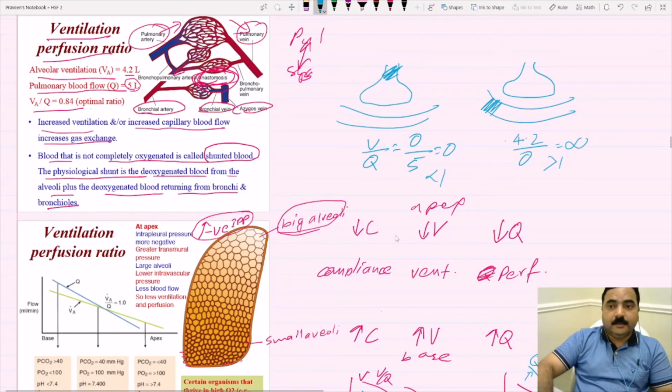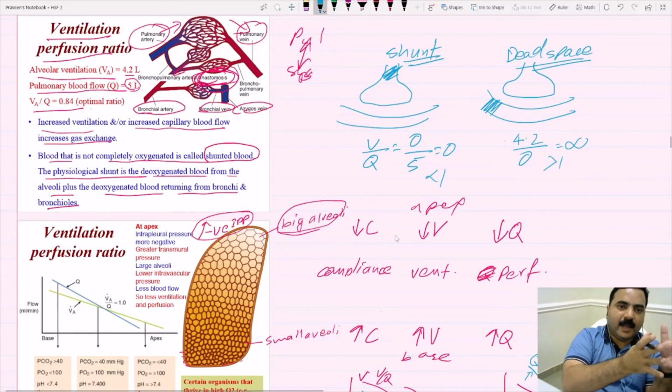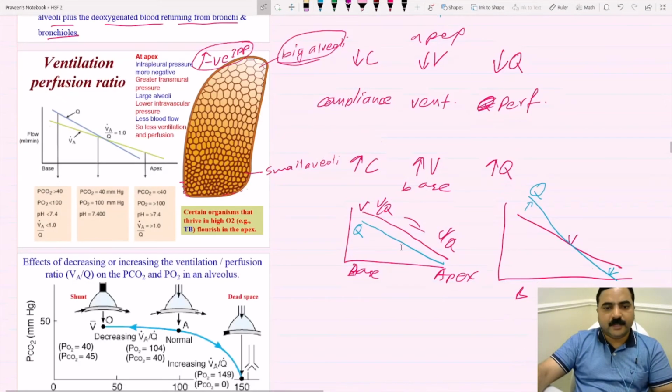So over here this scenario is called what? You created a dead space. Here the blood is coming and wasting, so the blood is getting shunted. Here we created a shunt, and here we created a dead space. So by looking at the V by Q ratios, you have to understand whether a shunt is happening or a dead space is happening over there. So, the shunt versus the dead space.